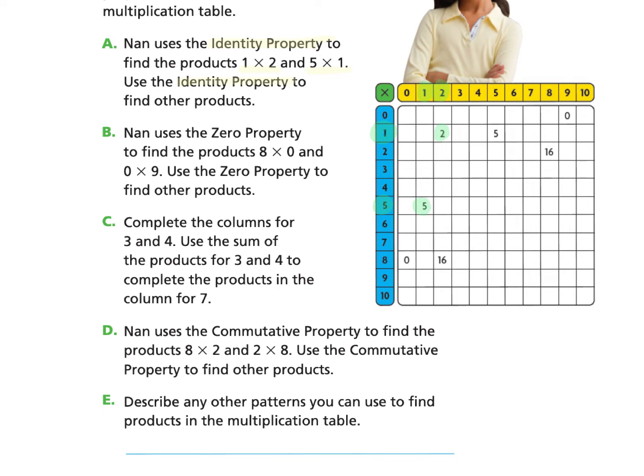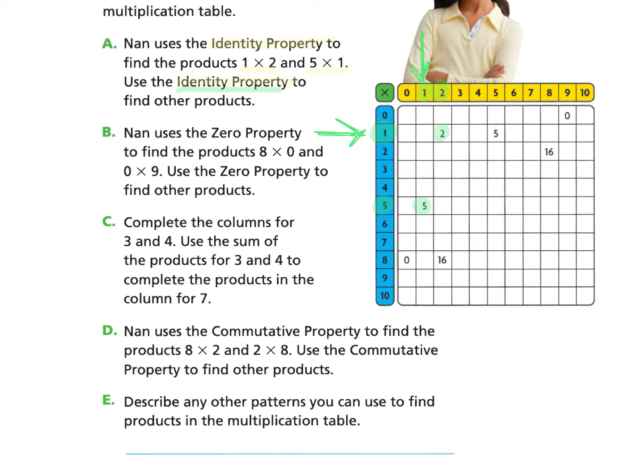Now they want us to use the identity property to find the other products. And we can recall that the identity property says that the product of any number that we multiply with 1 is going to give us that number. So if you would like, you can pause and go ahead and fill in the identity property products for the number 1. So you would be filling in the 1 column, which is right here, and also the 1 column that is right here. And if you'd like to try that on your own, you can and come back, or you can follow along with me.